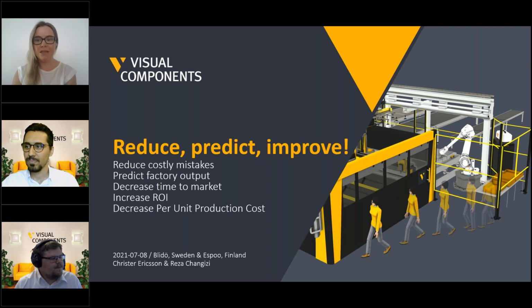Today, we will cover some examples of how to leverage simulation to diminish costly mistakes, predict factory output, reduce time to market, decrease per unit production cost, and how to increase ROI. Nice to see that we have a good number of attendees joining and interested in today's topic.